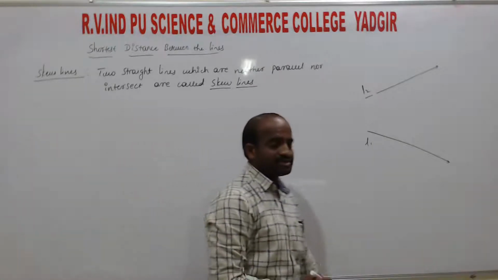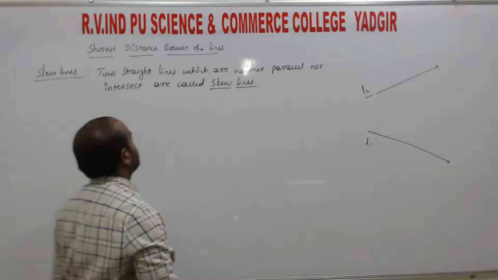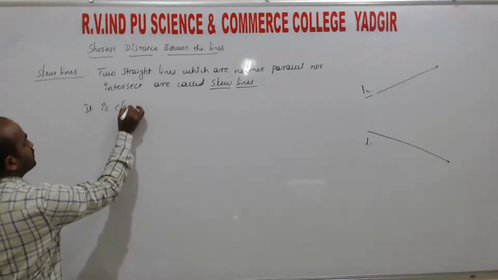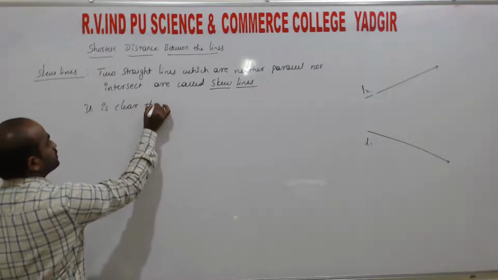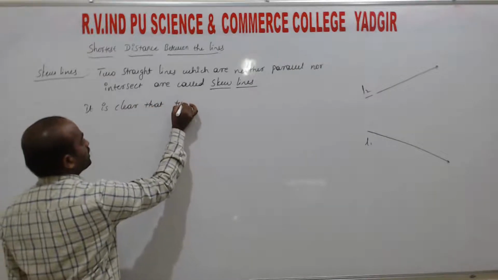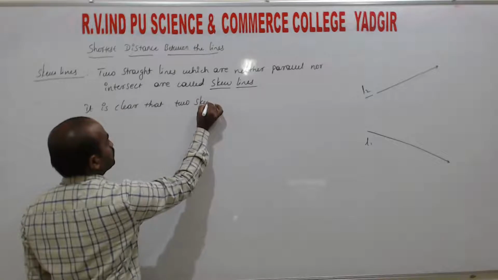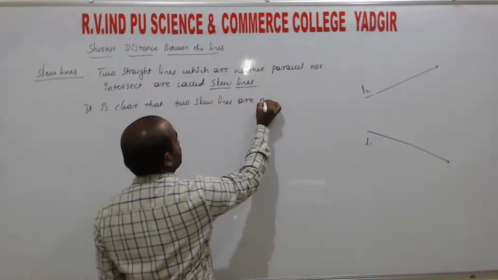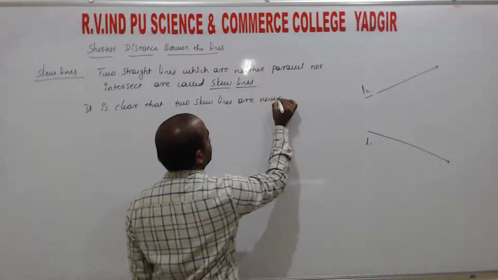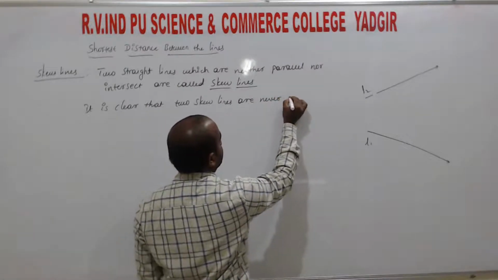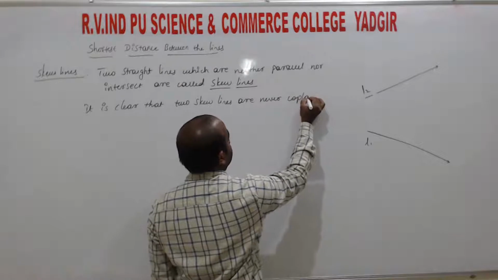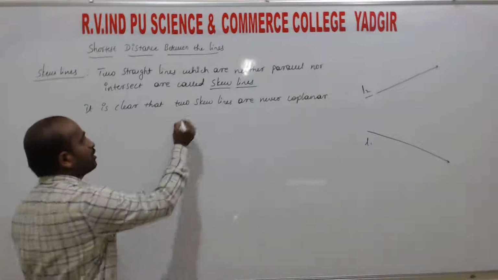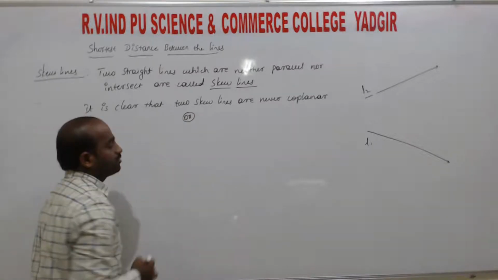Two skew lines are never coplanar. It's clear that two skew lines are never coplanar.